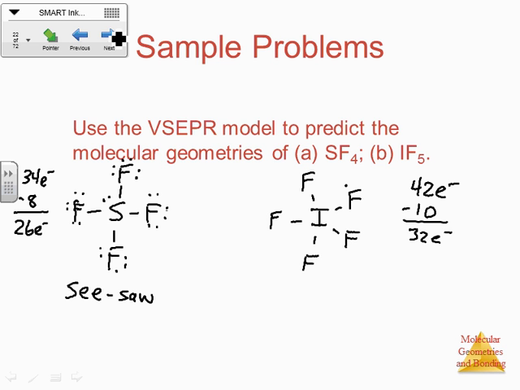32 left. And iodine is far enough down we can expand its octet for those last 2. So we put 2 around the central atom. That gives us 32 total. And so what we have here is 6 around the central atom, which gives us an octahedral arrangement. But because one of those is a lone pair, this is square pyramidal.